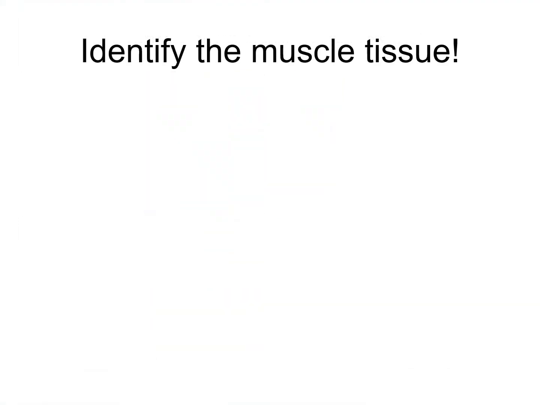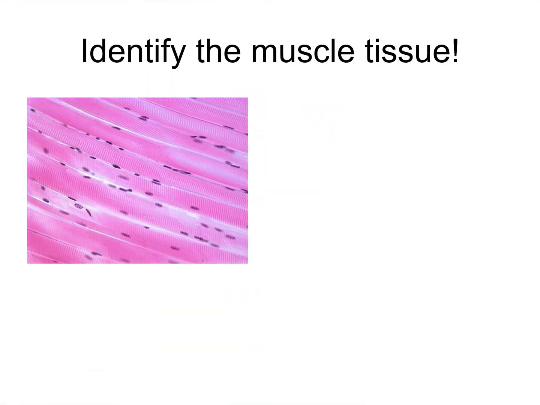Okay, let's put this to the test. Which type of muscle tissue is this? Well, you see the striations, you see the multiple nuclei, see these very long cells. Do you see any intercalated discs? No, you do not. So this is skeletal muscle.